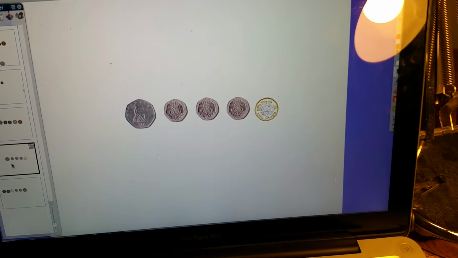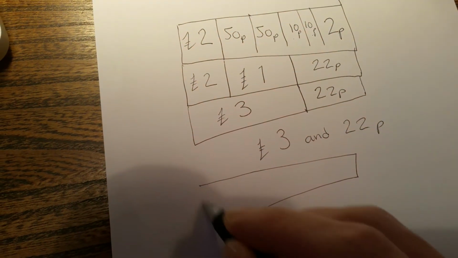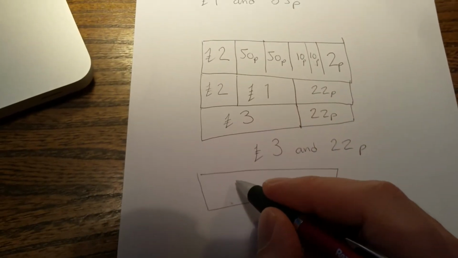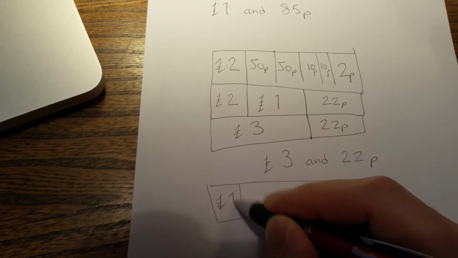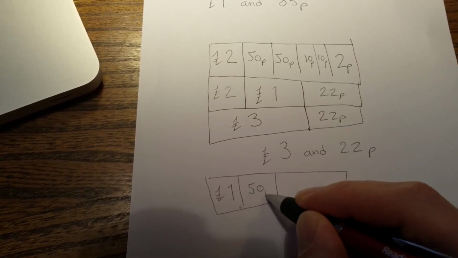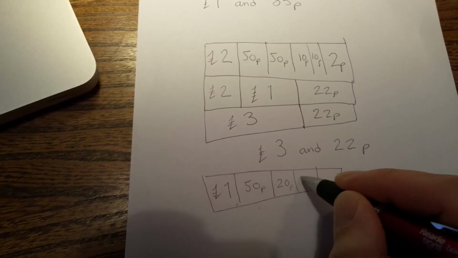Okay, so this is more challenging, and this is how I would do it. I'd start with my bar model. Oh, it's a bit wonky, doesn't matter. And I'll sort my coins again. The highest value was £1, and the next one was a 50p. And then we had 3 20p's.